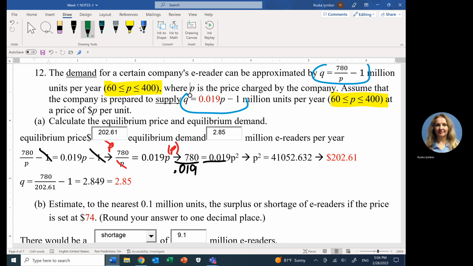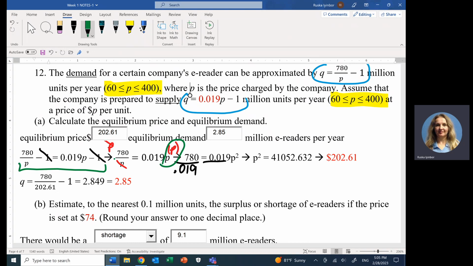So I have the demand and the supply equal to each other. Now, if you add one on both sides, the one is going to cancel. Both of those equations have negative 1. Then we're multiplying both sides by P. So P and P cancel up and down because you have a fraction. That's why I multiply by P. This is algebra. So I'm going to get 780 equals 0.019 P squared, because P times P gives me P squared.